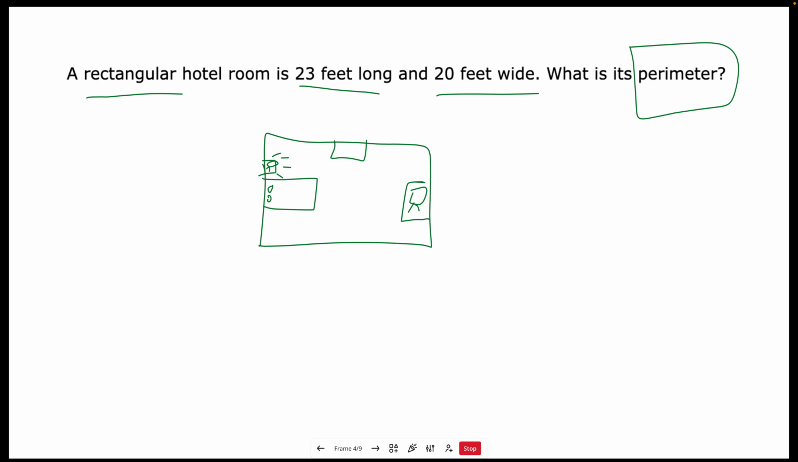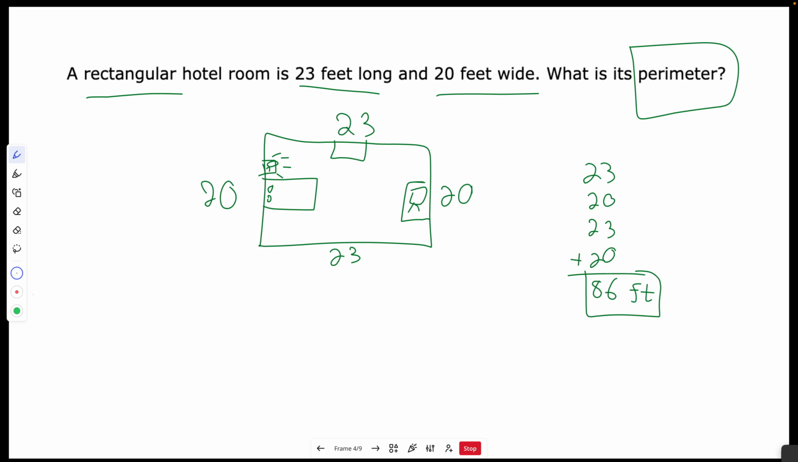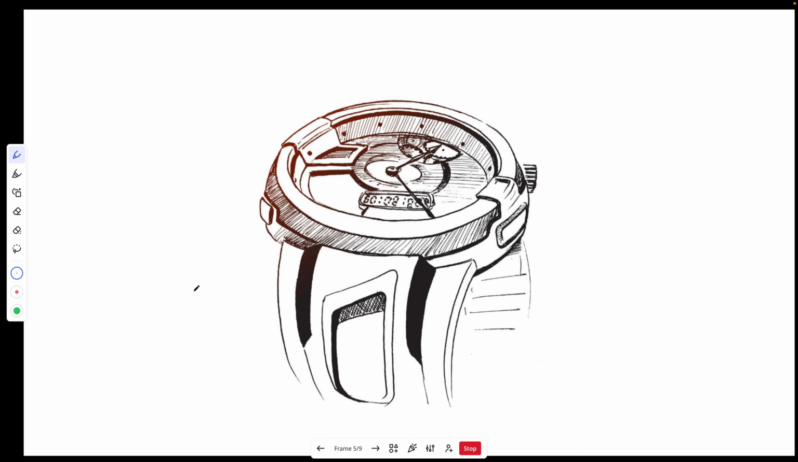Now, they told you that it's 23 feet long, so that means the long side, the length, is 23, and we know it's 20 feet wide, and we know opposite sides are the same numbers. So now we should know how to find perimeter, right? We just add up all the numbers, and once you add up all of these numbers, you should get the perimeter is 86 feet.